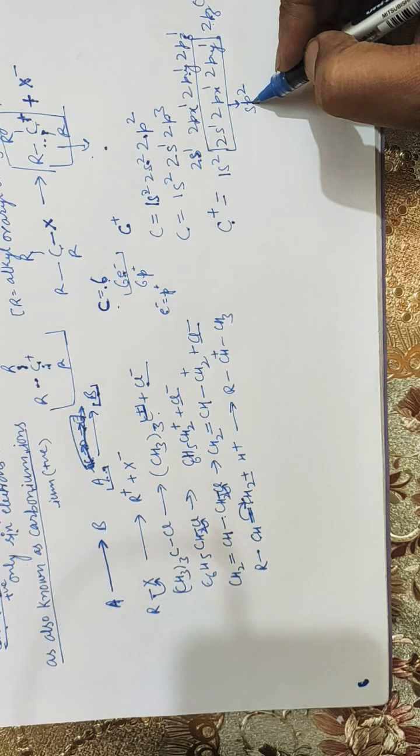So in a carbocation the positively charged carbon is sp2 hybridized, and the three sp2 hybrid orbitals are used in the formation of sigma bonds with three other atoms or groups, and the remaining unused p orbital remains vacant. Since the three sp2 orbitals lie in one plane and are directed toward the corners of an equilateral triangle, the carbocation has a planar structure.